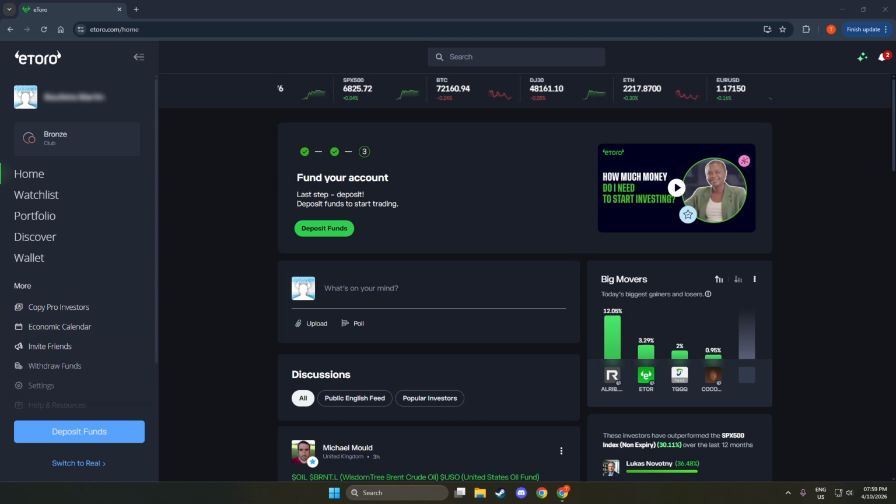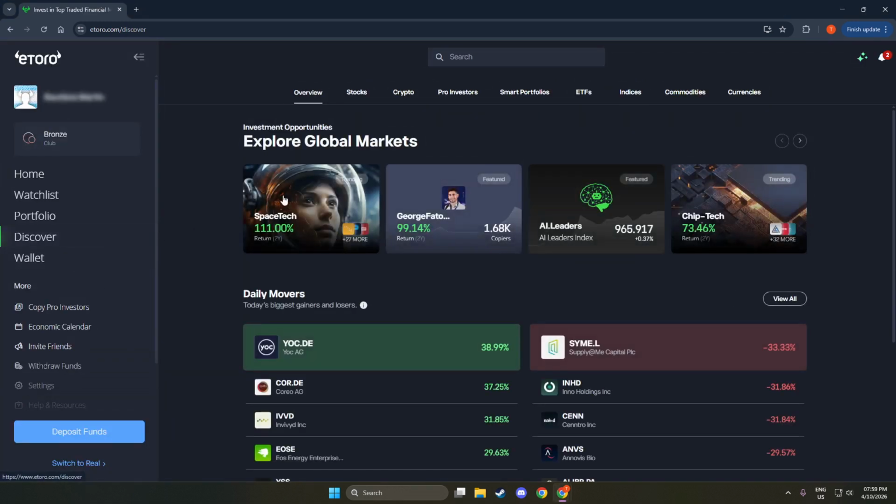Start by opening eToro. From the main menu, head to Discover, then tap or click Markets. In the list of market categories, choose ETFs. This brings up a curated gallery of exchange-traded funds you can browse.